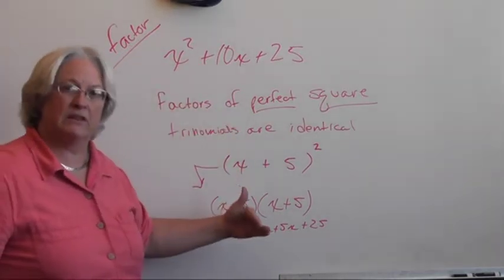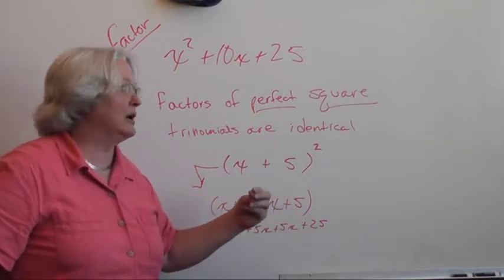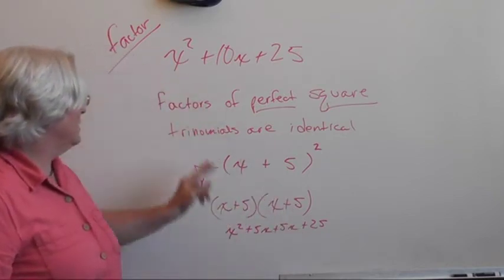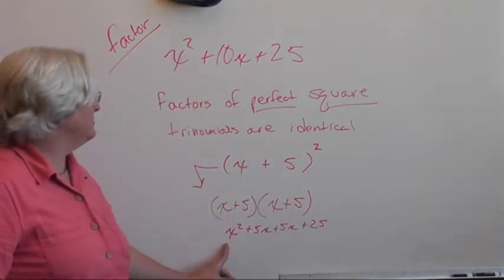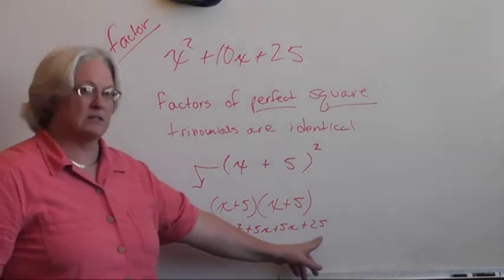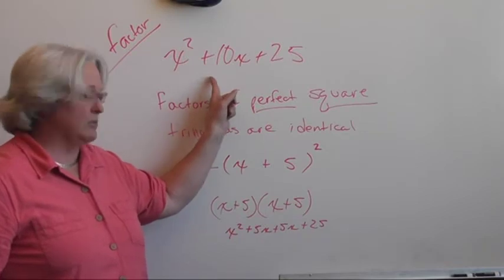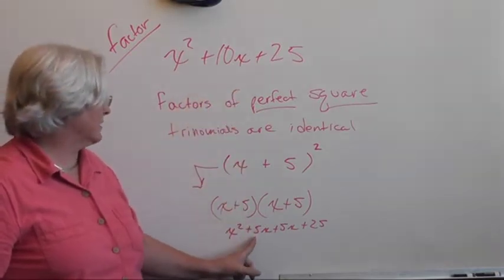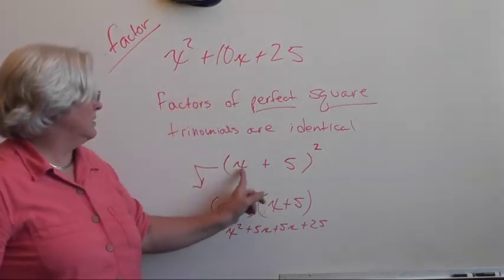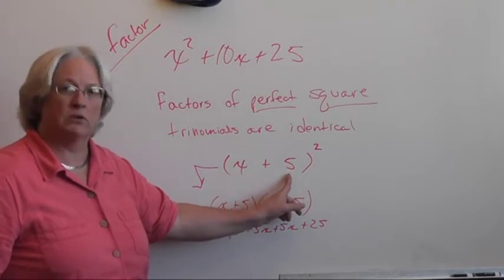So remember we said that the way that you identify the perfect square trinomial: the first term's a perfect square, the last term's a perfect square, and the center term is twice the product of the square roots of those terms.